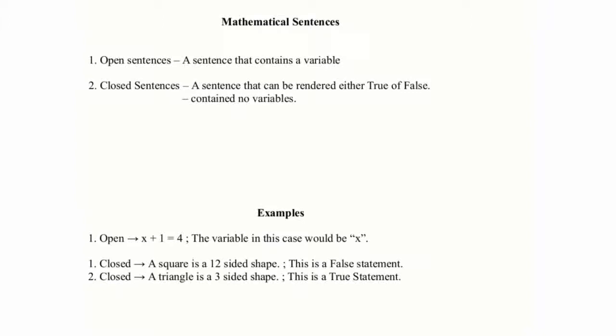So the first example for closed down below would be a square is a 12-sided shape. In this case, the statement is false, as we all know that a square is only a 4-sided shape and can never contain more than 4 sides. So the second example is just proving that they can also be true. So a triangle is a 3-sided shape. That's obviously a true statement.